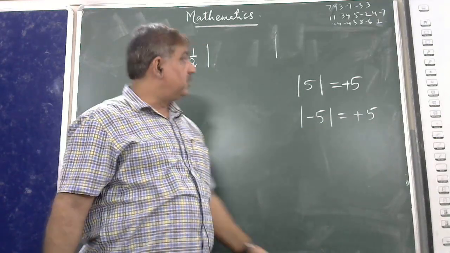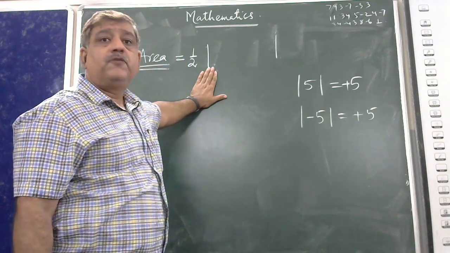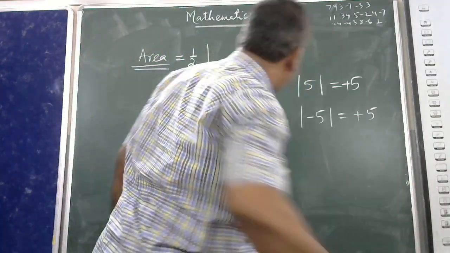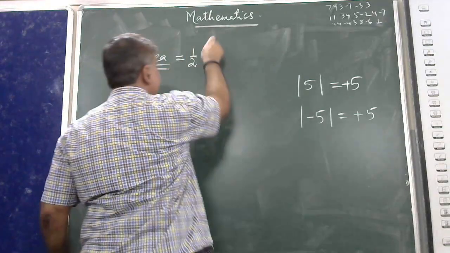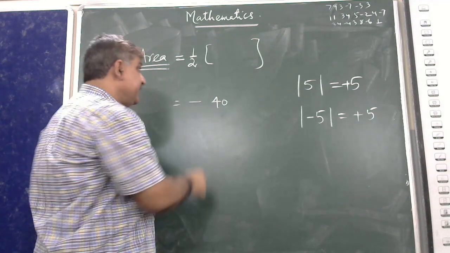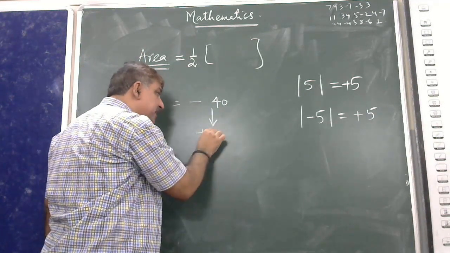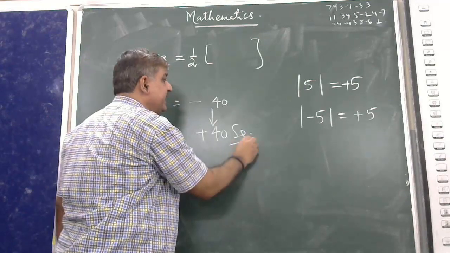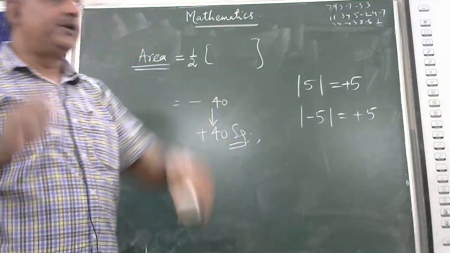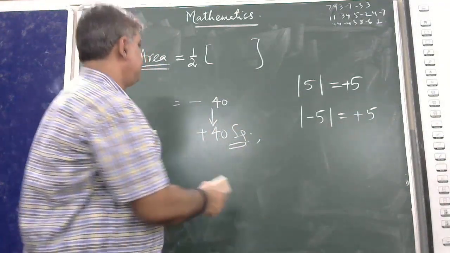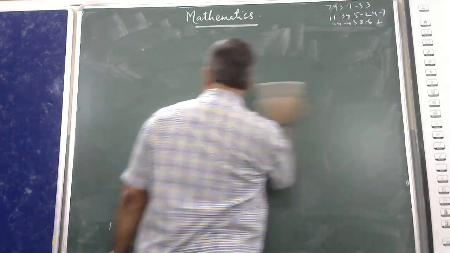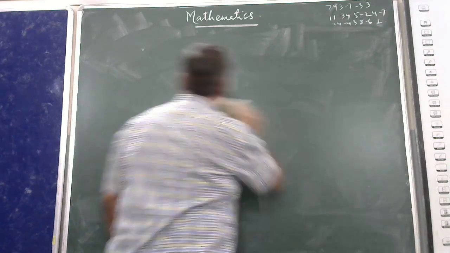Clear? So we always put the modulus sign for finding the area of a triangle. Though, if you are not putting the modulus sign and you are calculating the area using brackets, and at last you get minus 40 square units, then in the next step you should make it plus 40 square units, because area will never be negative. It should be 40 square units. Clear? Now, let us take a problem on it and calculate the area.